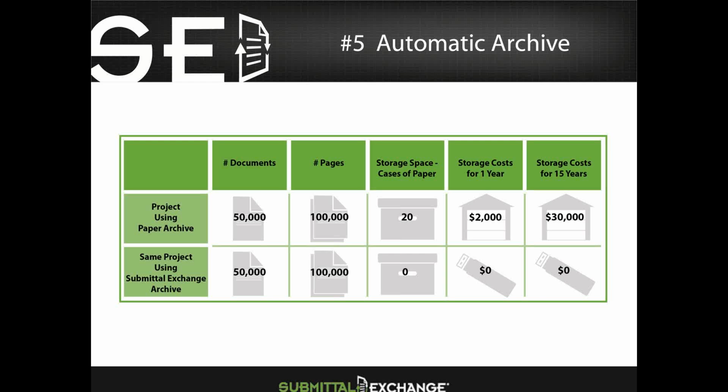To illustrate this, we're going to walk through another example. Let's say you're storing 50,000 documents per project, and each document has a couple of pages. This means you're storing 100,000 pieces of paper, or approximately 20 cases. And not only does printing all of that paper cost money, but storing it does too. To store these 20 cases of paper, it will cost about $2,000 a year in storage fees just to archive this single project. And if you consider that the average project is stored for more than 15 years, your storage fees could escalate very quickly.